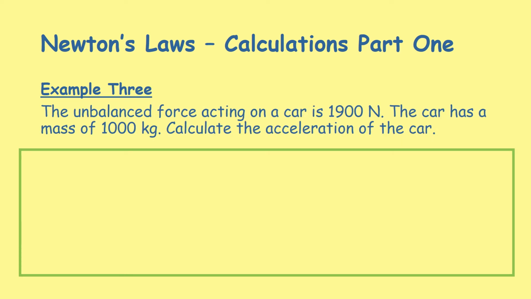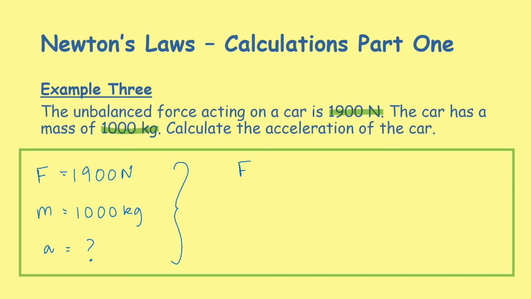Example 3. The unbalanced force acting on a car is 1,900 newtons. The car has a mass of 1,000 kilograms. Calculate the acceleration of the car. As always, F, m and a down the left-hand side. We have a force of 1,900 newtons, and we have a mass of 1,000 kilograms, and we want to work out our acceleration.